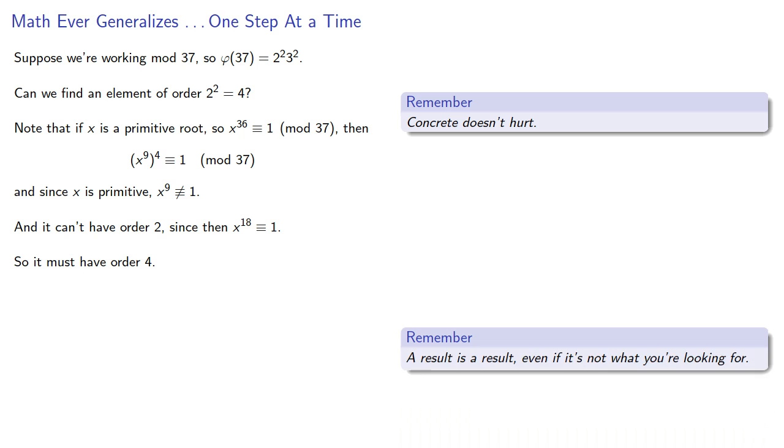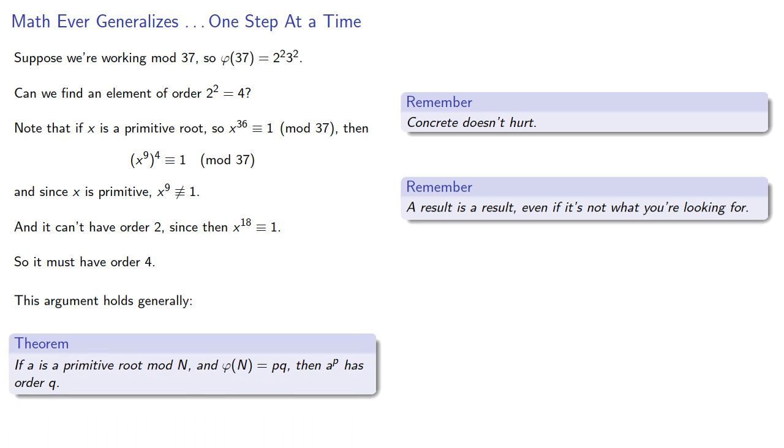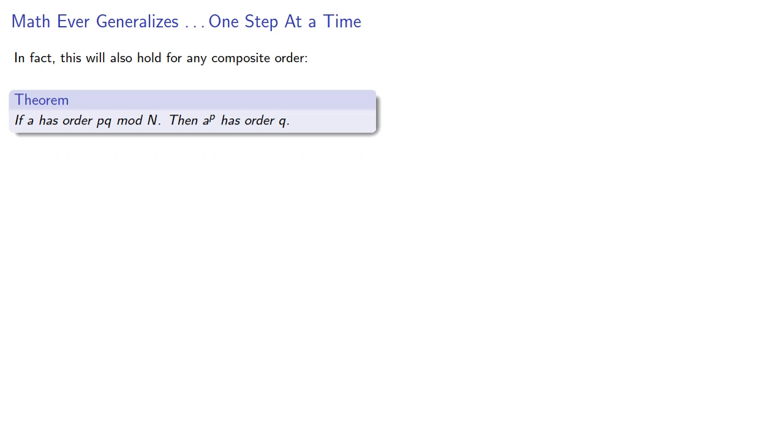Now it's useful to keep in mind a result is a result even if it's not what you're looking for. And this argument holds generally. If a is a primitive root mod n and phi of n is pq, then a to the power p has order q. In fact, we can go a little further because we didn't actually make use of the fact that this was phi of n, so this will hold for any composite order. If a has order pq mod n, then a to the power p has order q.